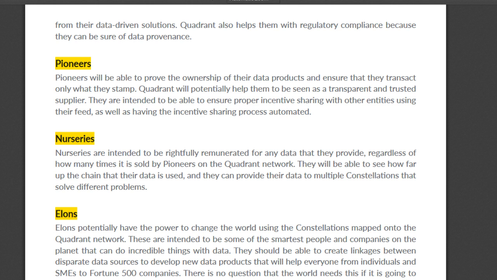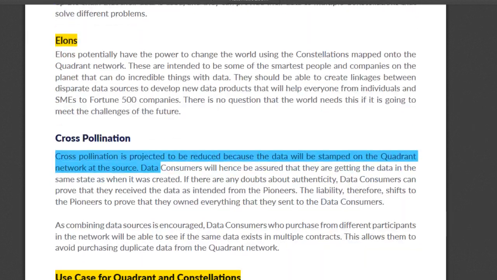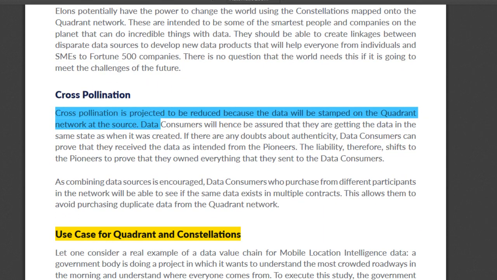Elons, that's the new portion here. They have the power to step into data brokering now and make more connections in between separate constellations and give somebody something that they can possibly change the world with. Nurseries, so that's your small constellation as you're aggregating pieces together from your atomics. They're going to be rightfully remunerated, so if you're the guy that's bankrolling a couple different cell phone apps, you can get properly paid instead of just getting paid once. And they're going to fix cross-pollination because it's going to be reduced because the data will be stamped on the Quadrant network at the source. So you won't have as much cross-pollination.